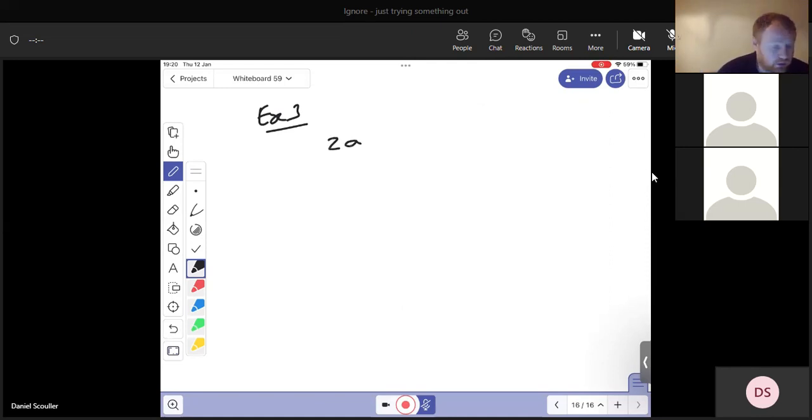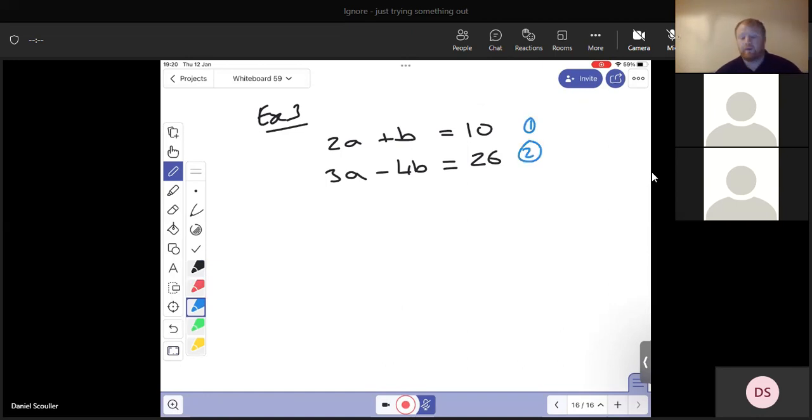So I'm just going to throw this one out. 2a plus b equals 10. 3a minus 4b equals 26. That's our equation 1. That's our equation 2. Just because they're different letters doesn't change the process. Remember, letters in algebra just mean unknowns. So a is an unknown, just like x was. b is an unknown, just like y was. These letters just stand in the place.